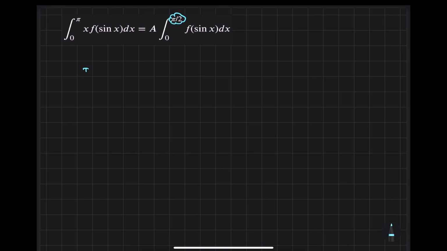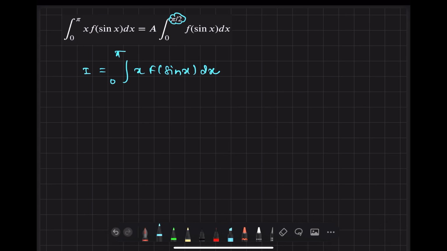But for the time being, suppose that we are not getting any idea. Integral from 0 to pi of x times f of sin x dx. Now, what I want you to do is apply King's rule. Suppose you are not getting any idea, so we are applying King's rule.